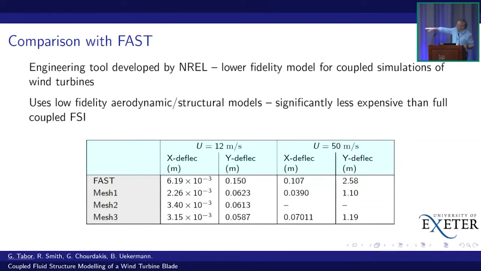Different meshes here compared to FAST at the top there. We are getting the same sort of size deflections at the two speeds, but we are not getting exact prediction here, but then we don't know whether or not FAST is giving the right answer for this case either. So ultimately, without the experimental data, all we can say is we're getting similar answers here.